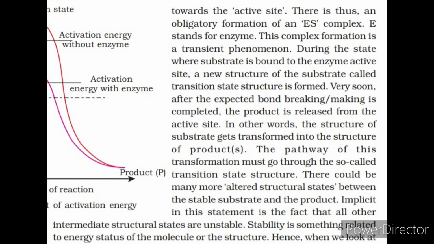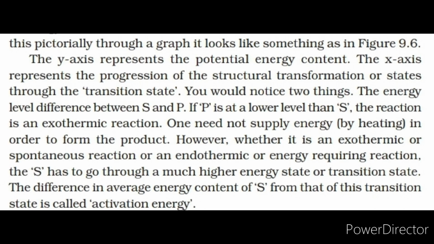The pathway of this transformation must go through the so-called transition state structure. There could be many more altered structural states between the stable substrate and the product. Implicit in this statement is the fact that all other intermediate structural states are unstable. Stability is something related to energy status of the molecule or the structure. Hence, when we look at this pictorially through a graph, it looks like something as in figure 9.6. The y-axis represents the potential energy content. The x-axis represents the progression of the structural transformation or states through the transition state.